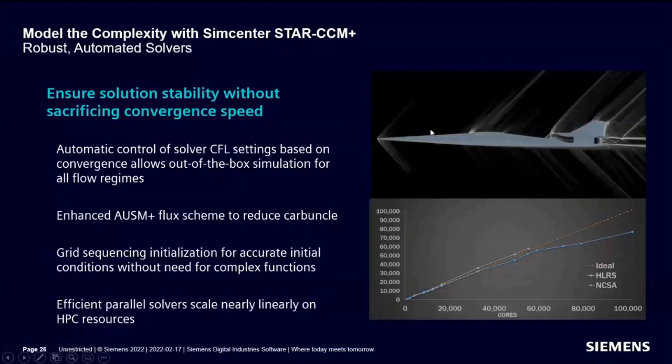And then here you can see an example. This is a transonic case, but you can see the solver scalability here. Linear is the dotted line. And you can see that on a number of different cores, we scale very well up to tens of thousands of cores.